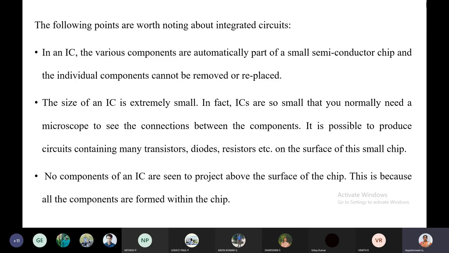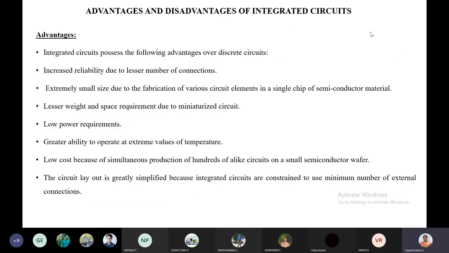The only thing the meaning of this point is, all the components are formed within the IC. Okay, the next point I'm just sharing with you. It should be so wonderful. So this is the point we should know while talking about the IC. Okay, the next is we have some advantages and disadvantages of IC.